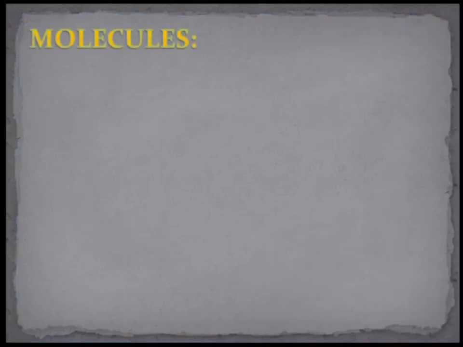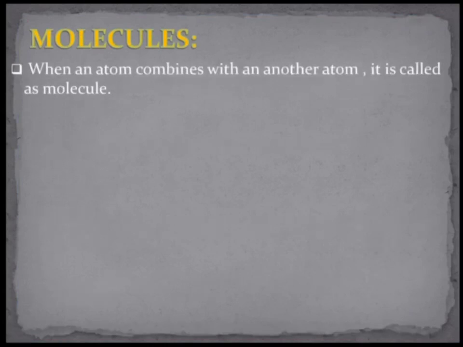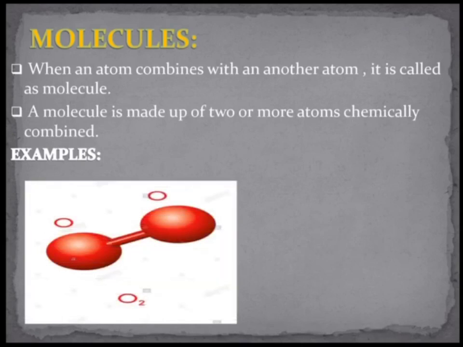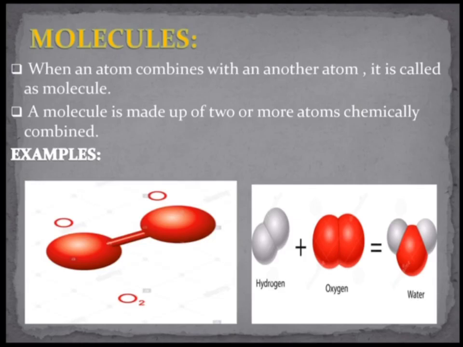And now we are going to see what is a molecule. When an atom combines with another atom, it is known as a molecule. A molecule is made of two or more atoms chemically combined. An example is the gas we breathe, which is made of two oxygen atoms chemically combined. Formation of water molecule: an atom of oxygen and two atoms of hydrogen combine to form a molecule of water.